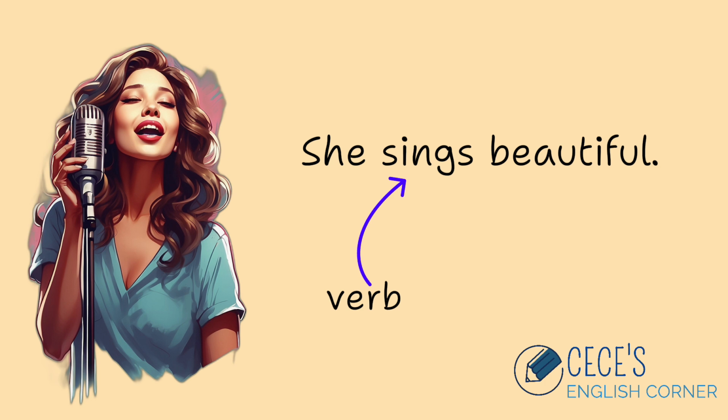I hear people use adjectives to describe verbs, which is incorrect. Remember, beautiful is an adjective, so we should use it to describe a noun, not a verb. The general rule is that we use adverbs to describe verbs and we use adjectives to describe nouns. Let's take a look at another example.